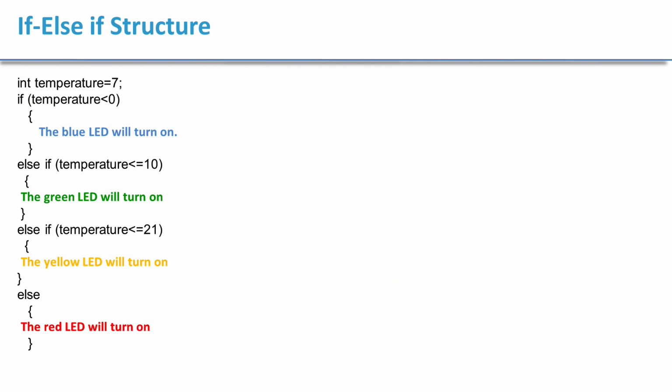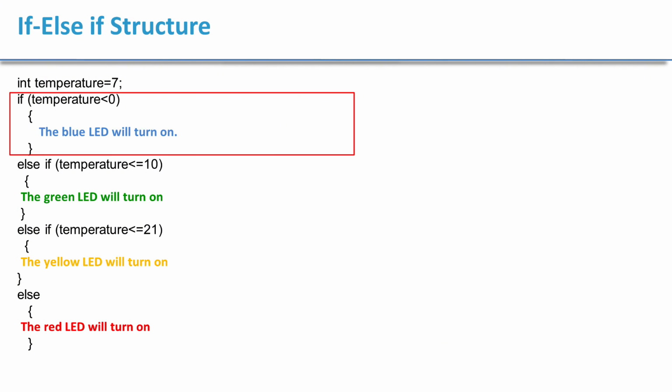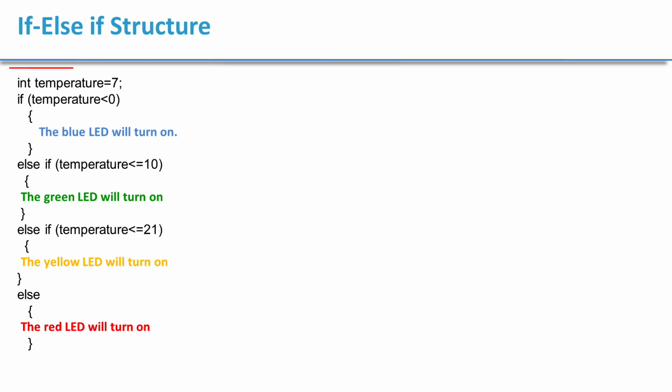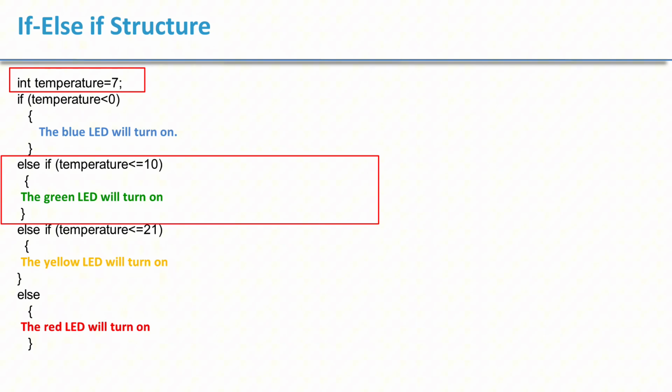In another example, let's assume we get information from a temperature sensor showing that the temperature is 7 degrees. First, the if block will check whether the temperature is below 0. If the temperature were below 0, the code to turn on the blue LED in the if block would be executed, and the other else if and else blocks would be skipped, allowing the program to continue from where it left off. However, since the temperature is not below 0, the program will move on to check the next else if block. Here, the program checks whether the temperature is below 10 degrees.